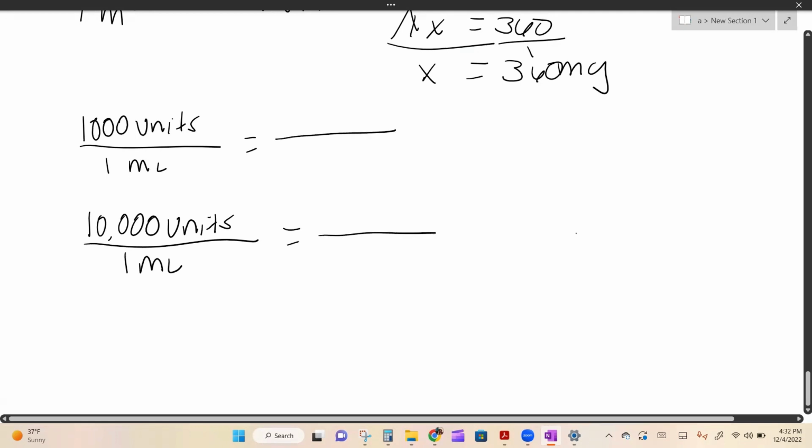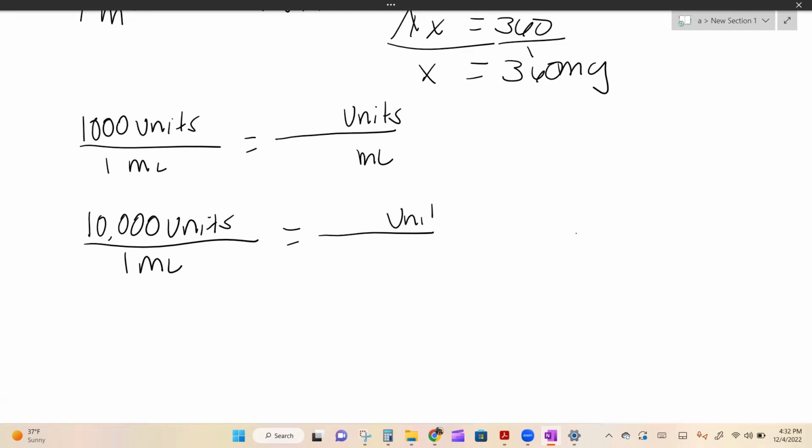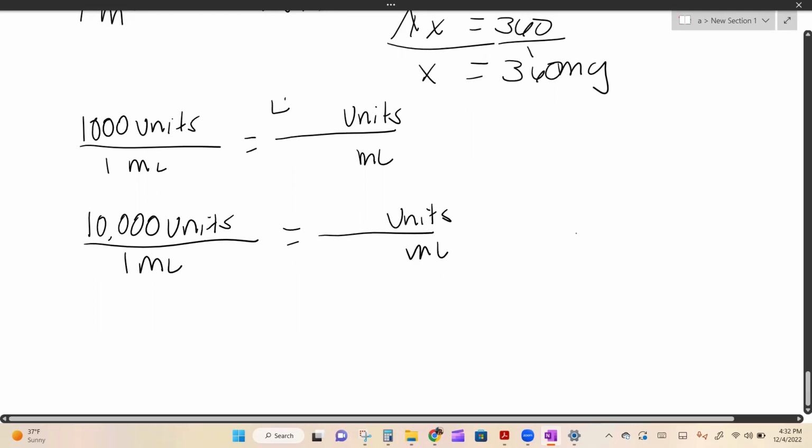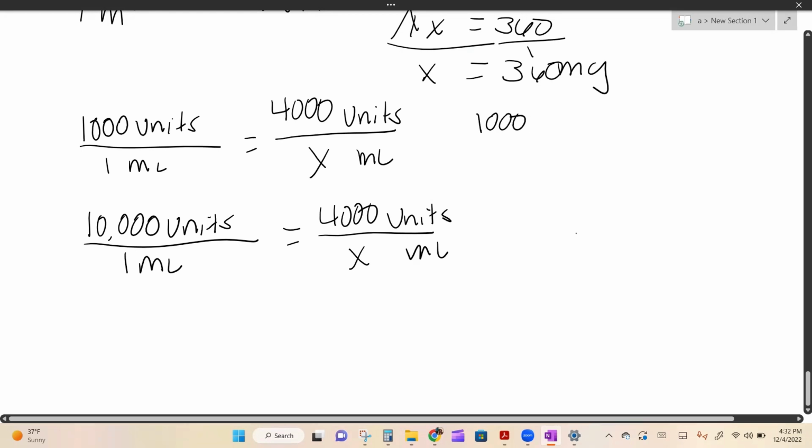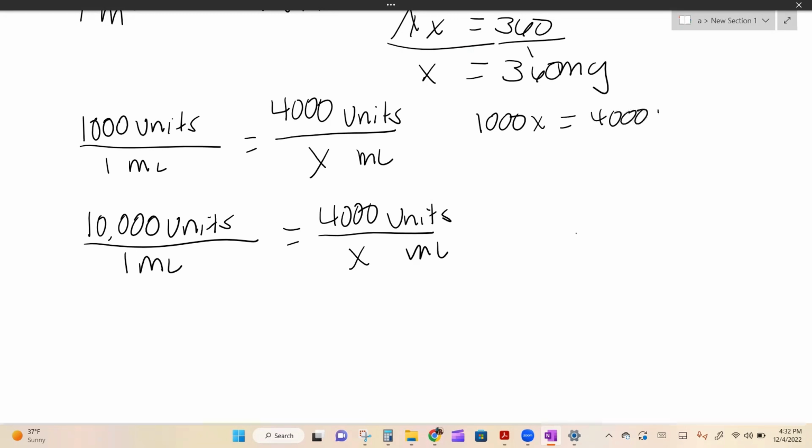And on both of these, on the other side, we know we need to have the same units directly across. So units on top, milliliters on bottom. And we need to provide the patient with 4,000 units. So we want to know how many ml that will be. So let's do the first one. So this would be 1,000, because we go directly across. 1,000 x is equal to 4,000 times 1. 4,000 times 1 is 4,000.